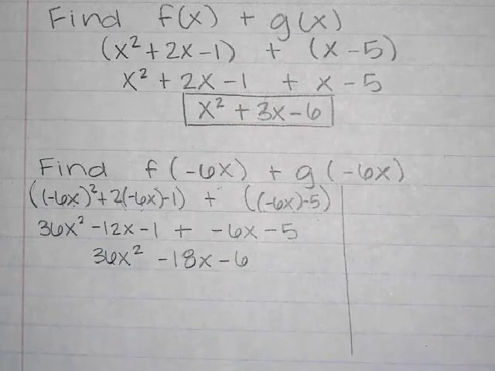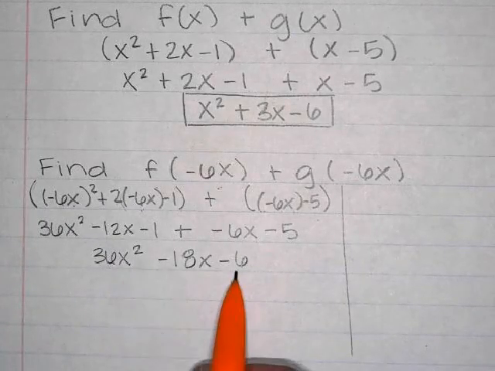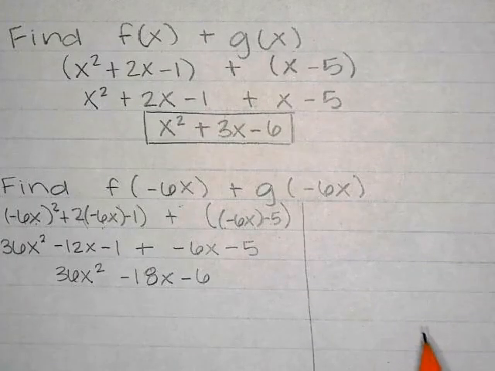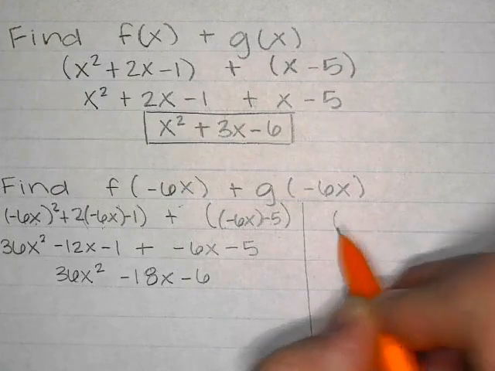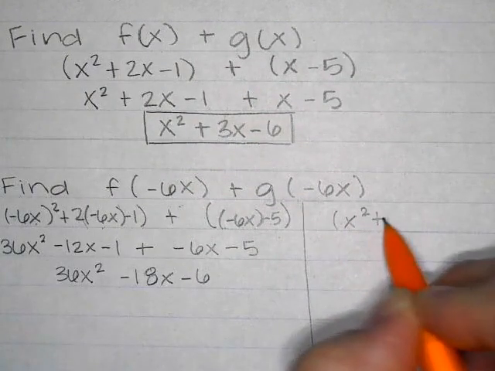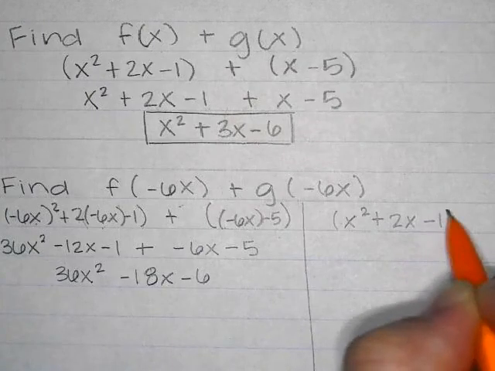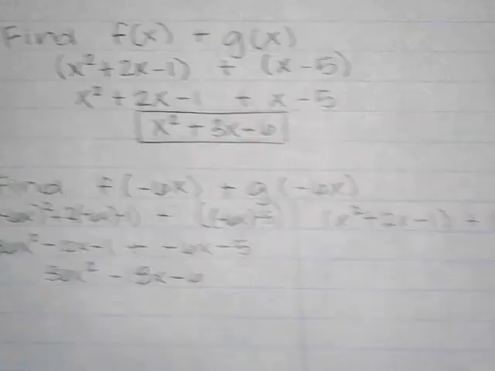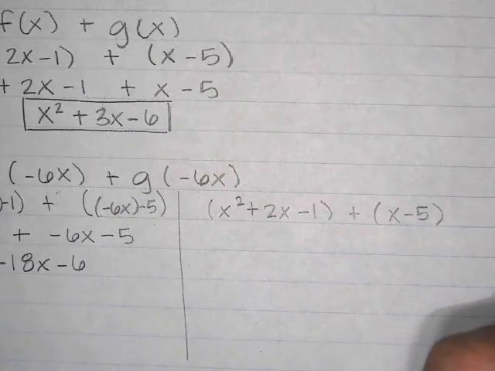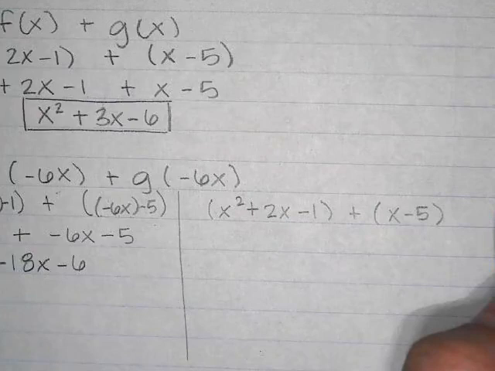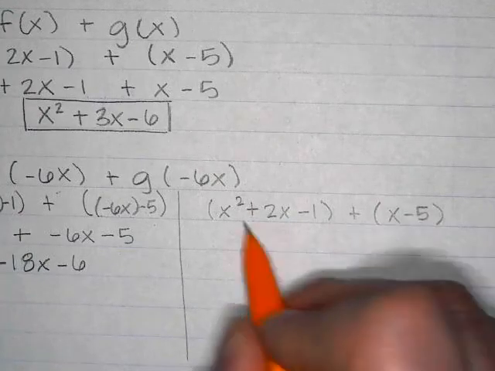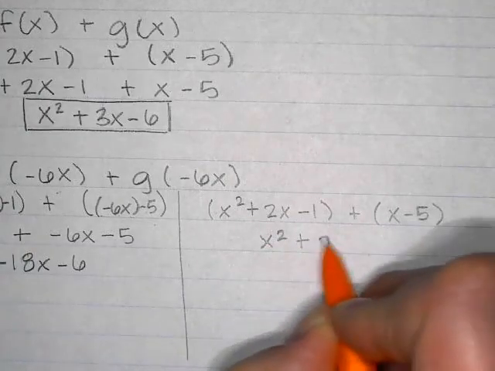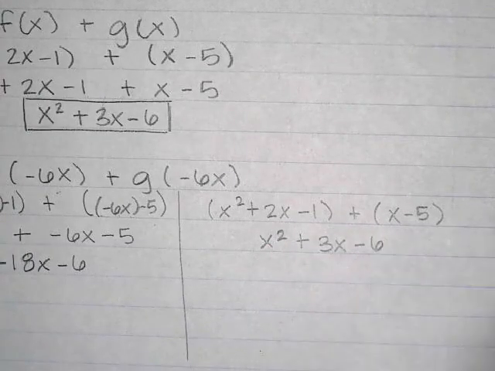Okay, so there's my final answer if I do it that way. If I do it the other way, then I would have started off with f of x, and we already know what this one is because we already did the work for this. I would have done f of x plus g of x if I did it the other way. And then I would have combined like terms and gotten x squared plus 3x minus 6 because I've already done that work in the previous example.